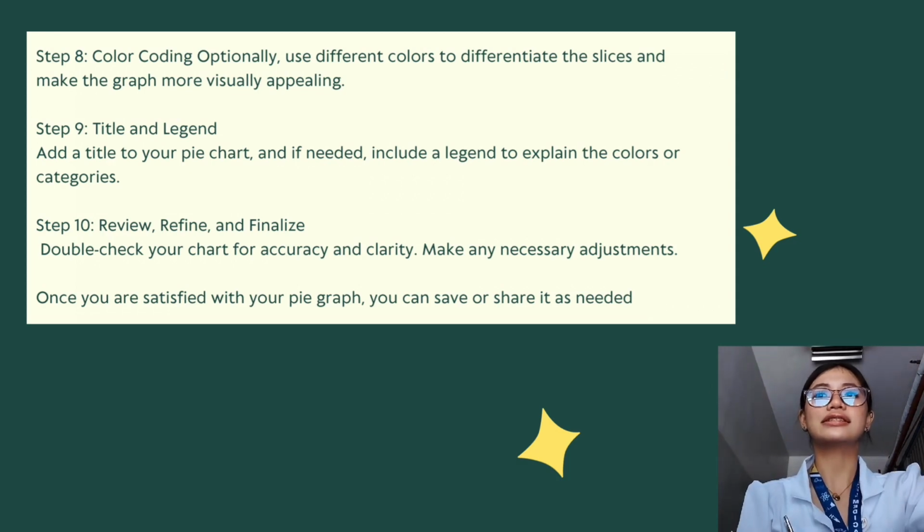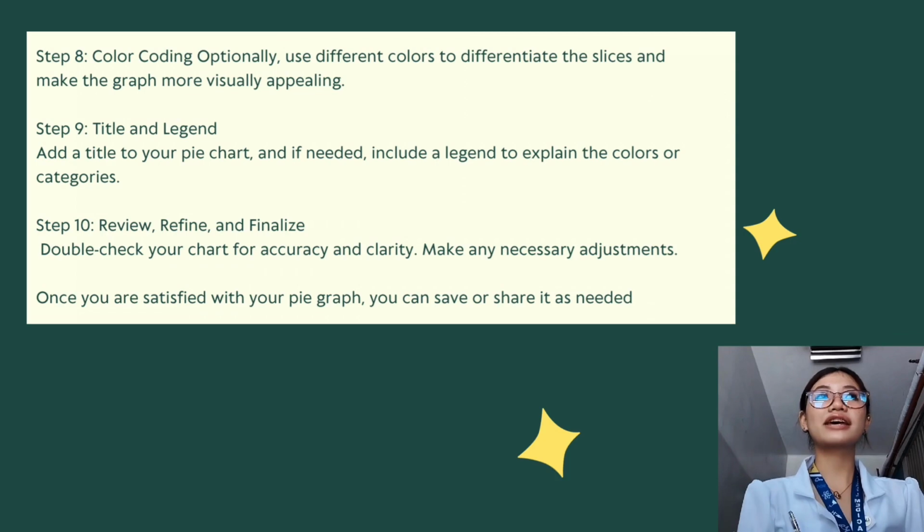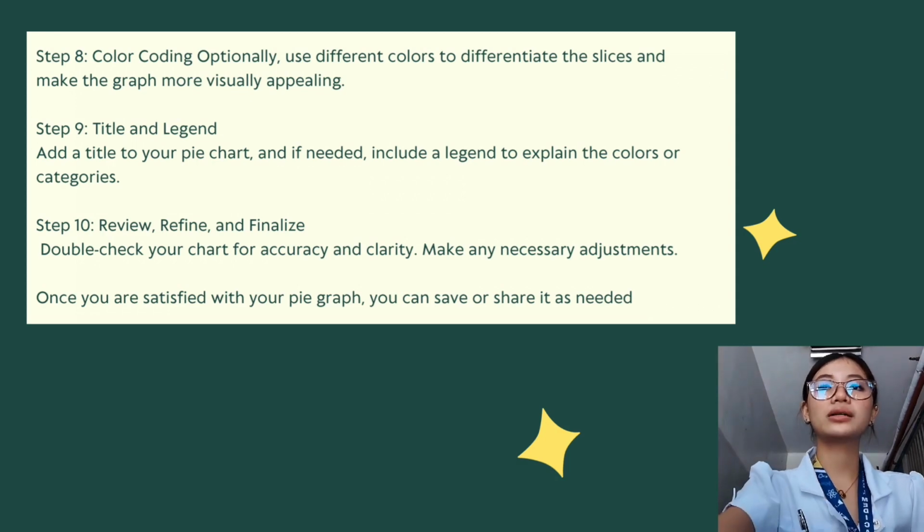Step 7 is label slices. Label each slice with the category name and its percentage or value. Step 8 is color coding. Optionally, use different colors to differentiate the slices and make the graph more visually appealing.